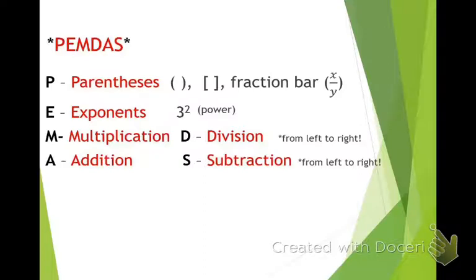The P in PEMDAS stands for parentheses. Now parentheses can come in a number of forms. It could look like normal parentheses, it could look like brackets, or it could be a fraction bar. Basically what this is saying is if there's anything in parentheses like this, 3 plus 2, you would want to do that first. In the case of a fraction bar like this, imagine I had something in parentheses and it says 10 divided by 2.